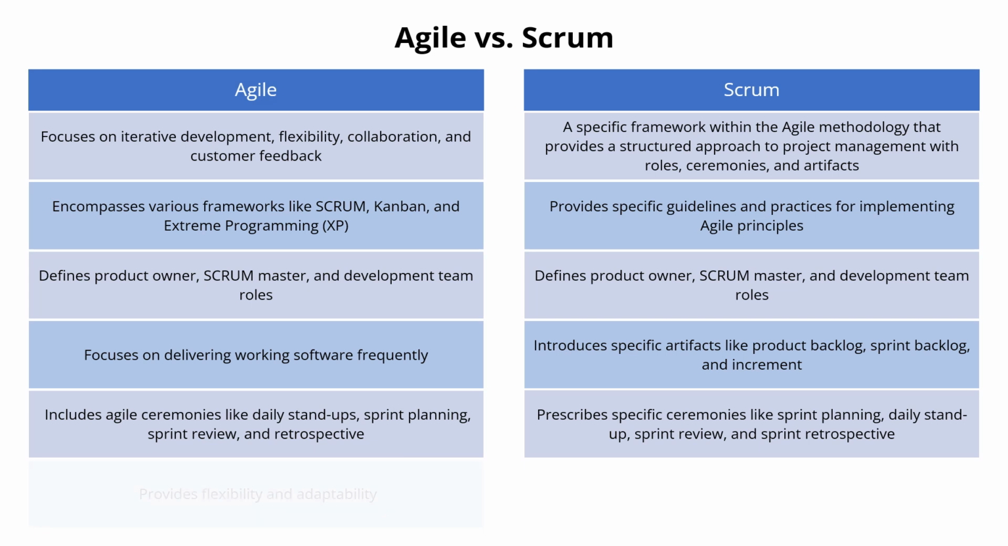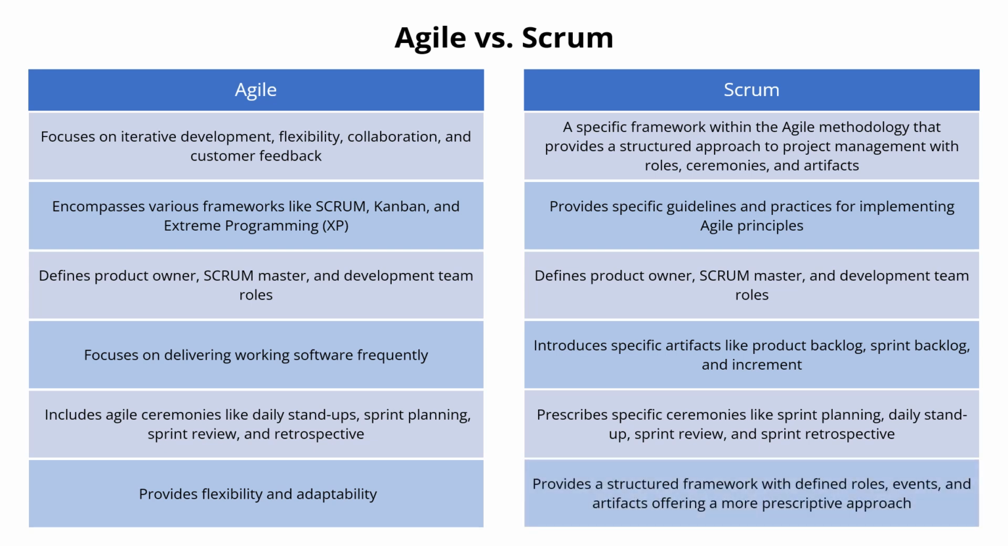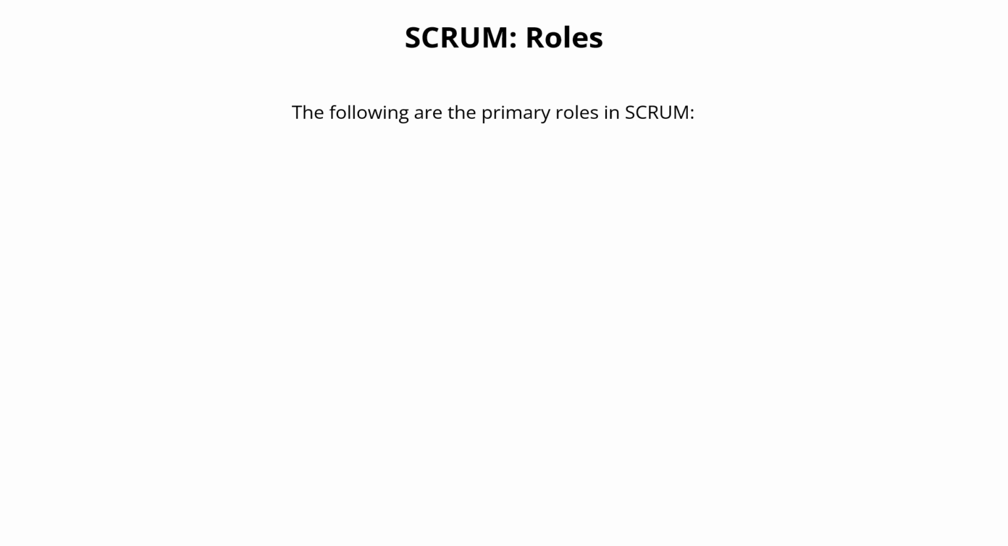Agile is inherently flexible and adaptive, allowing teams to choose the practices and processes that best suit their context. Scrum provides a structured framework with defined roles, events, and artifacts, offering a more prescriptive approach than Agile's flexibility. Let us now understand the primary roles in Scrum.